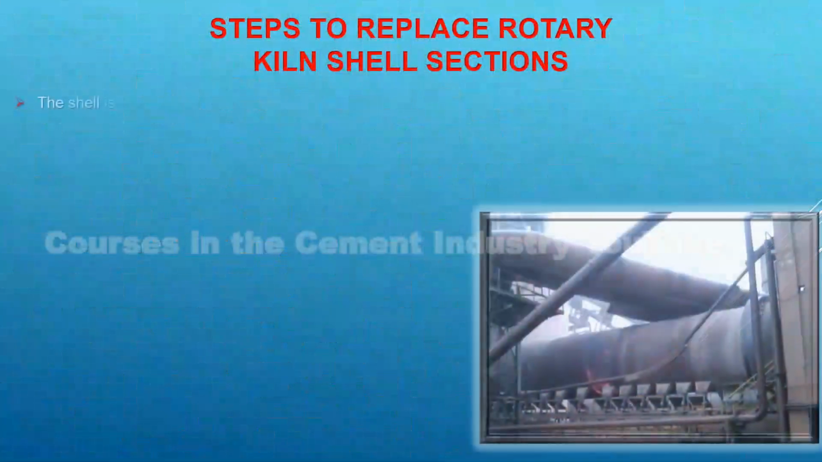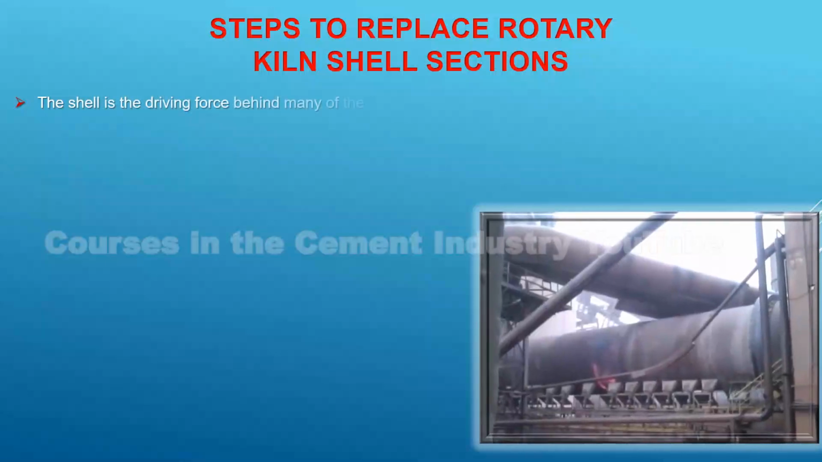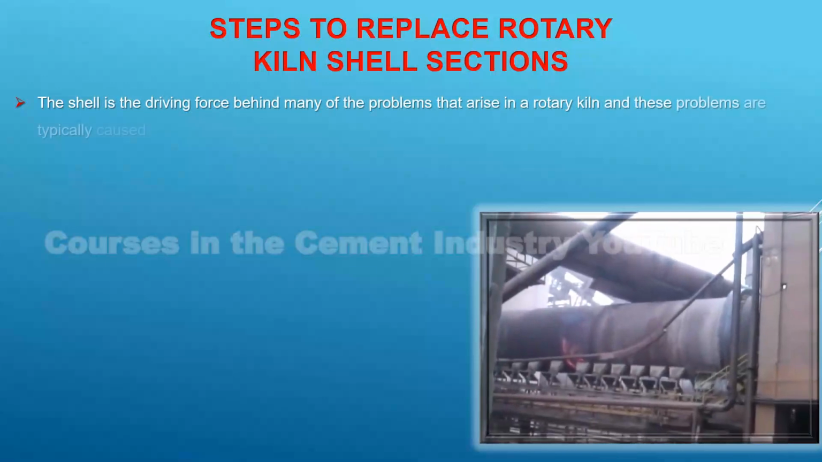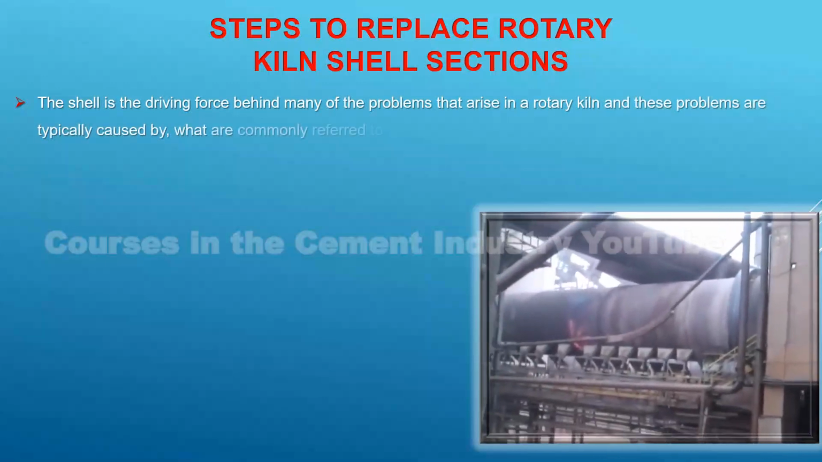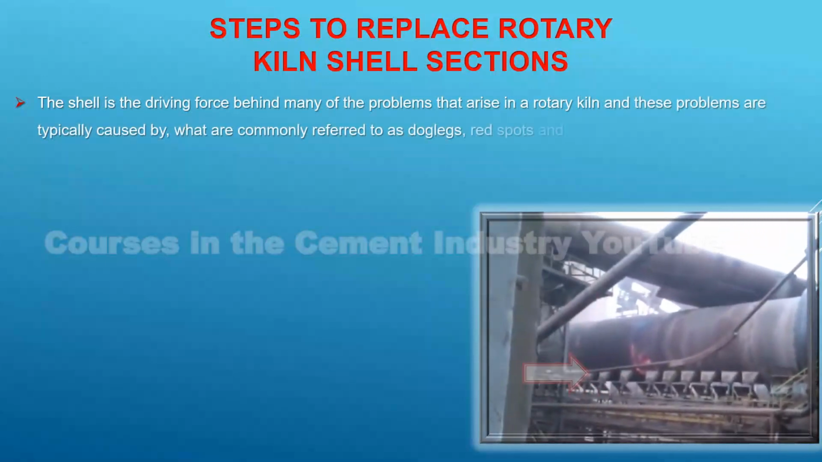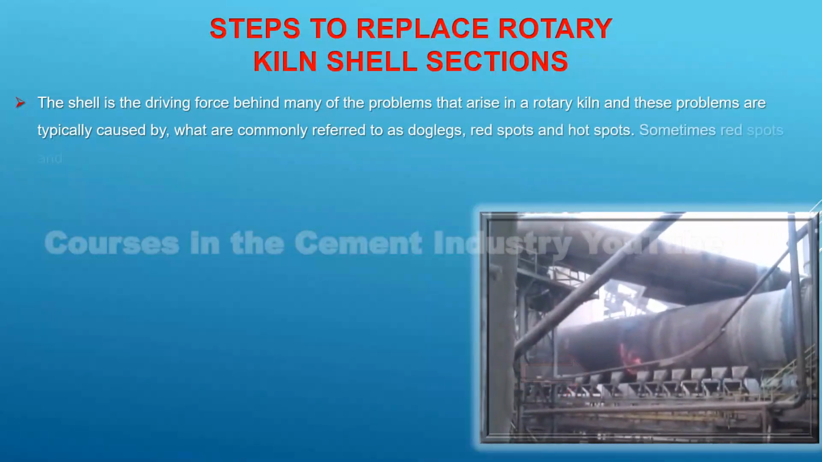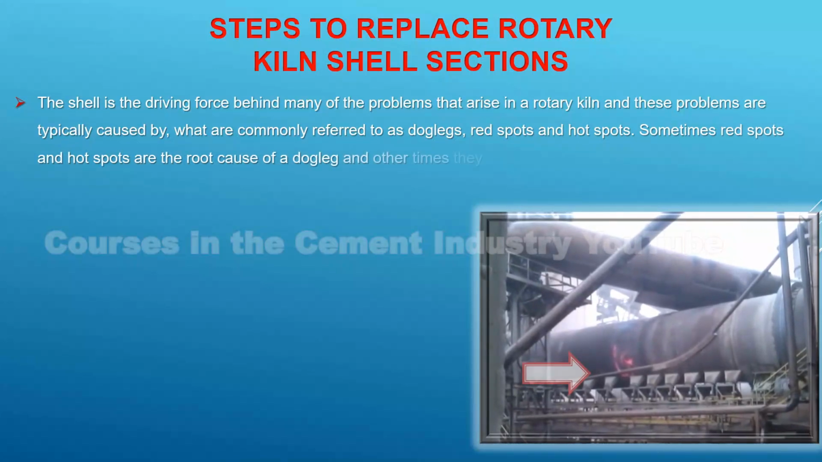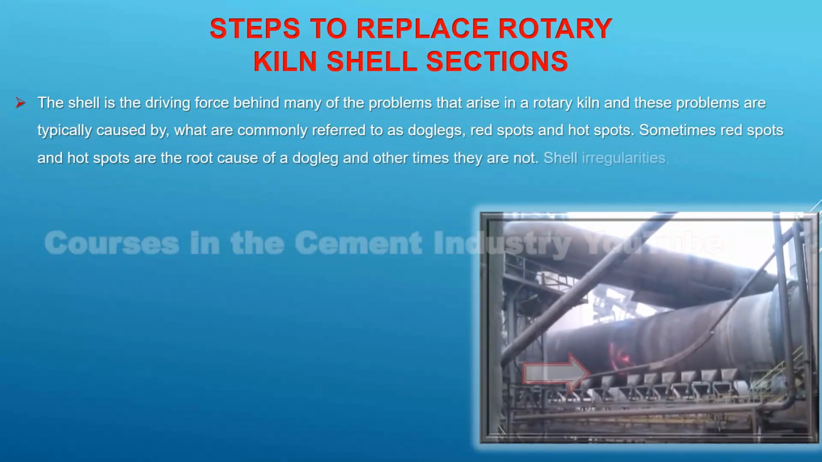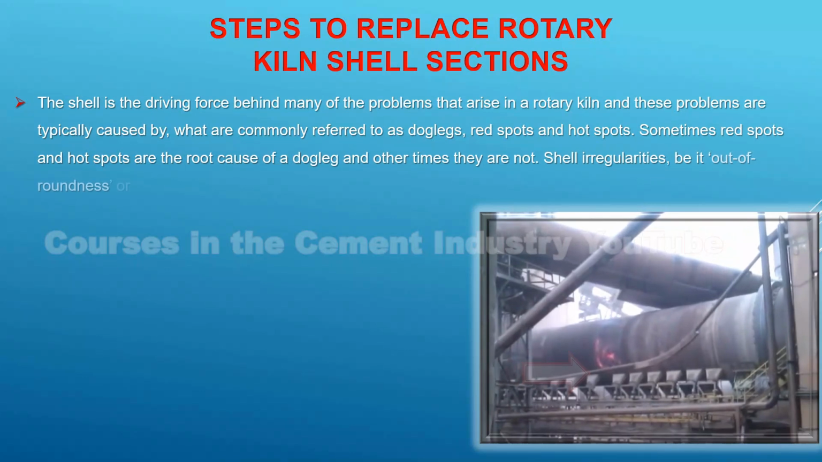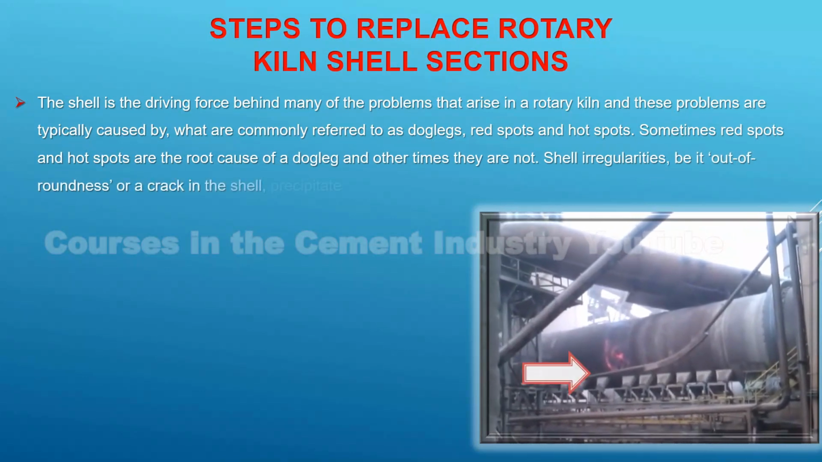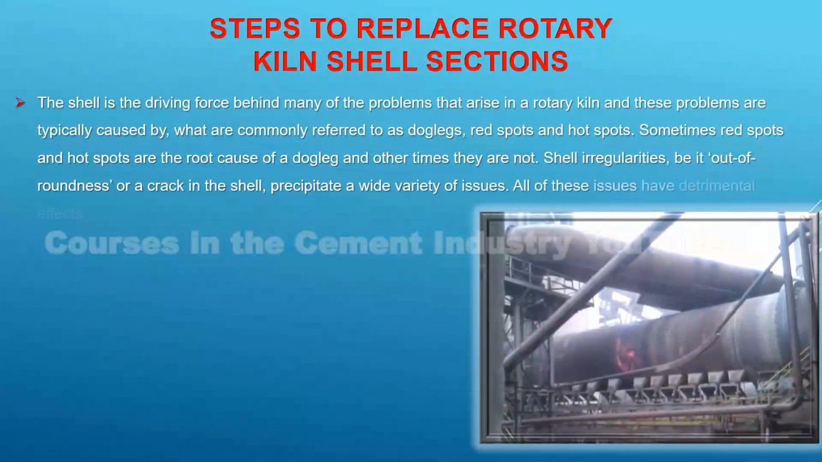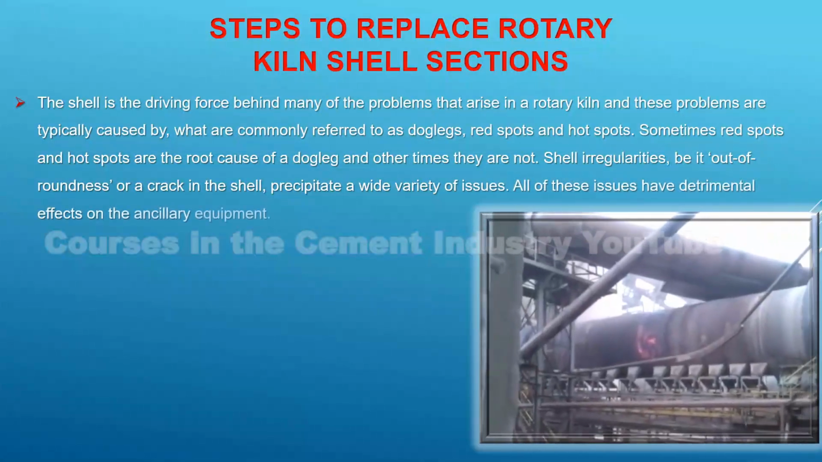The shell is the driving force behind many of the problems that arise in a rotary kiln, and these problems are typically caused by what are commonly referred to as doglegs, red spots, and hot spots. Sometimes red spots and hot spots are the root cause of a dogleg, and other times they are not. Shell irregularities, be it out of roundness, or a crack in the shell, precipitate a wide variety of issues. All of these issues have detrimental effects on the ancillary equipment.